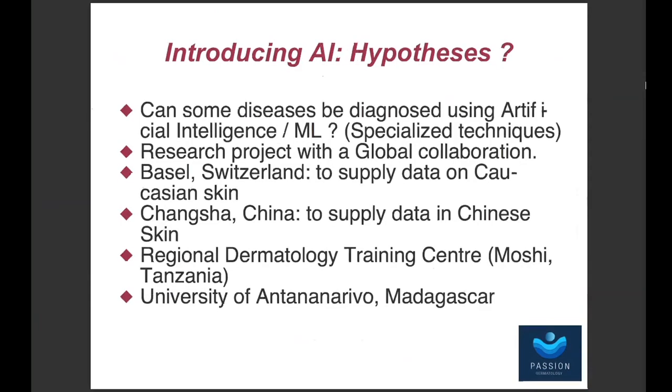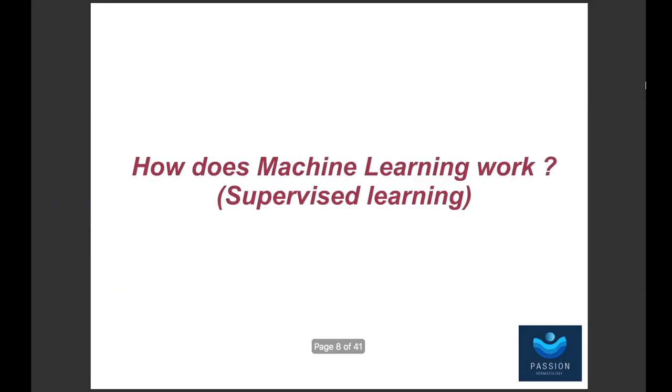So I will just introduce artificial intelligence and how we thought of the hypothesis. We want to know in that research project if we can build some knowledge using artificial intelligence and machine learning, and how we can implement it through clinical trials into a clinically impactful solution. So initially, that was the beginning. We have a team in Switzerland, in China, at the KCMC in Moshi, and the University of Antananarivo in Madagascar.